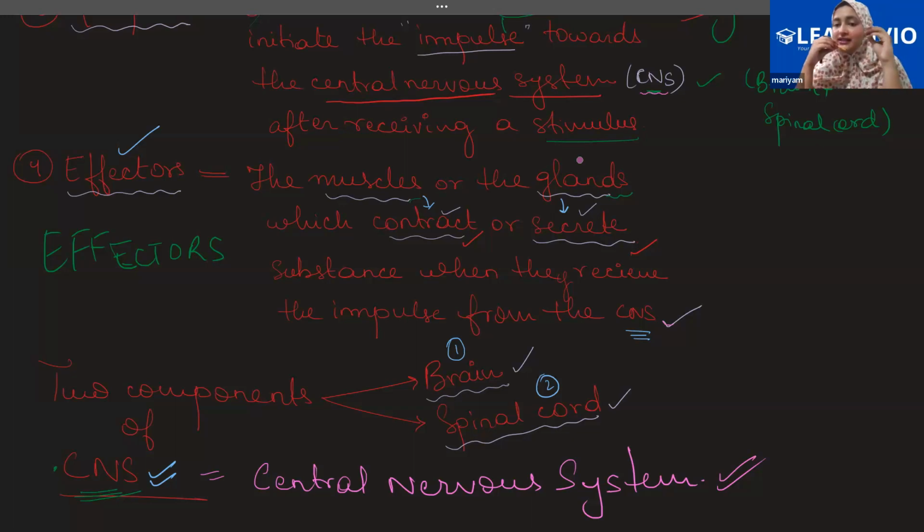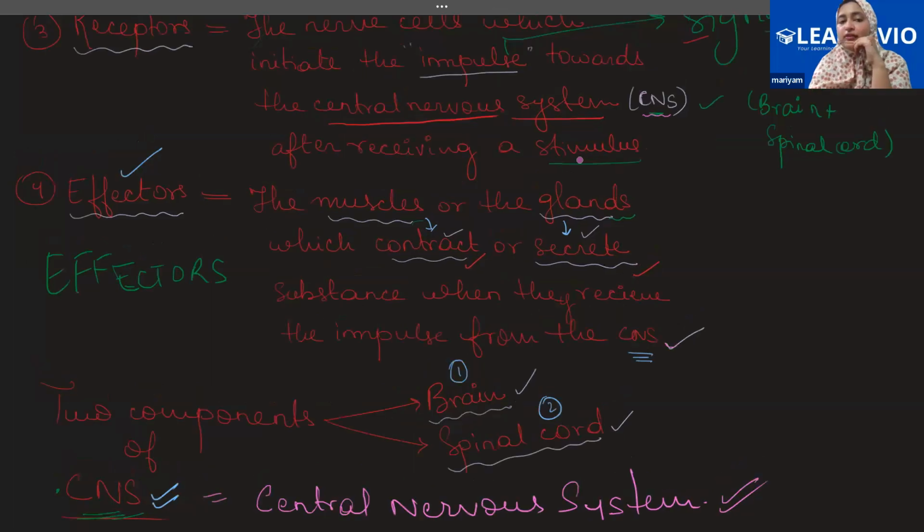So ultimately, the central nervous system sends the impulse, or you can say the reaction that is supposed to happen, to the effector muscles or effector glands, meaning to the effectors of a body, so that a reaction can be produced. Any doubts in these four terms?